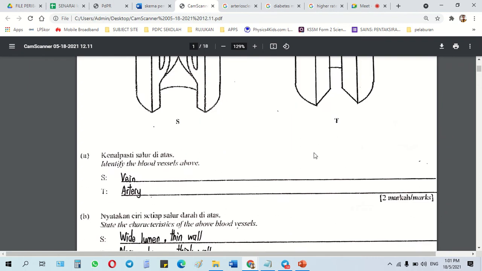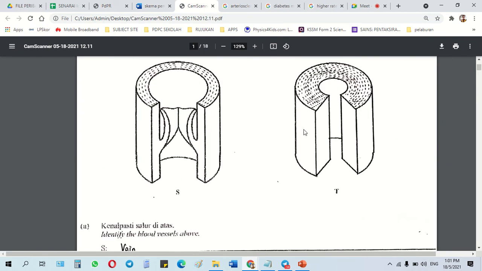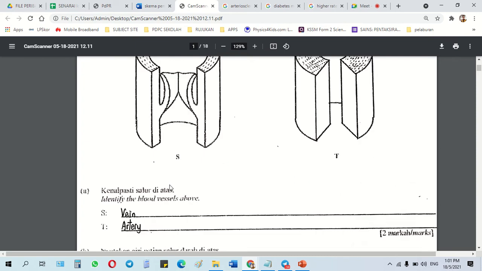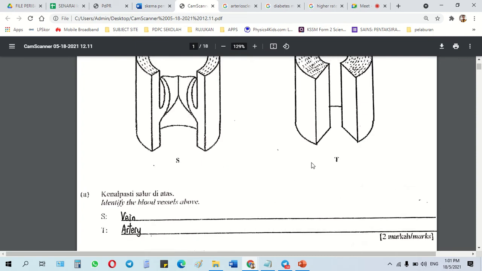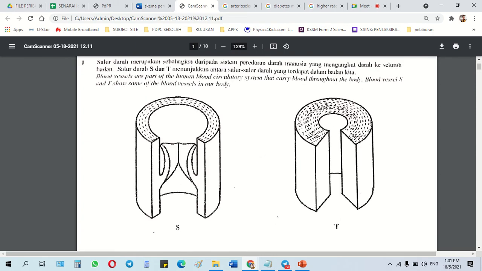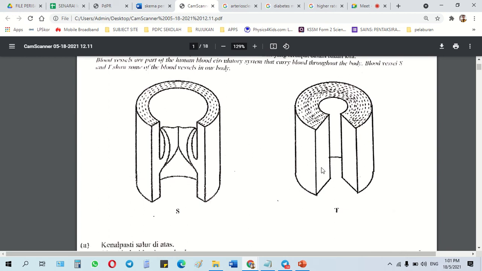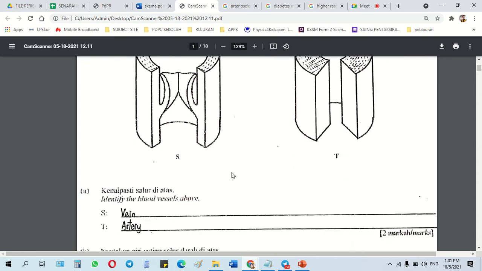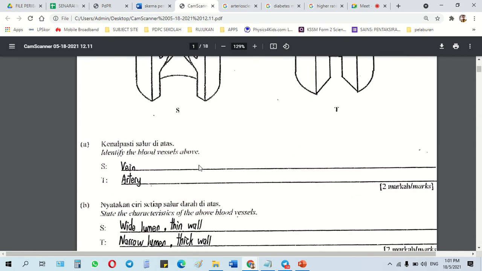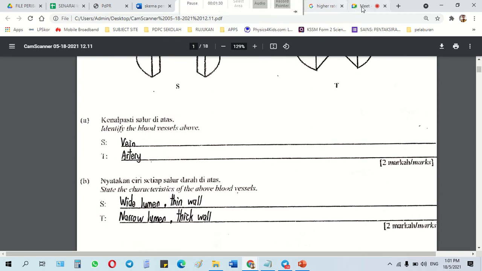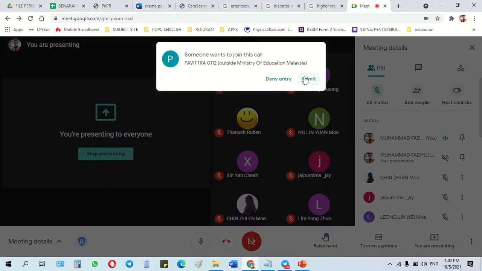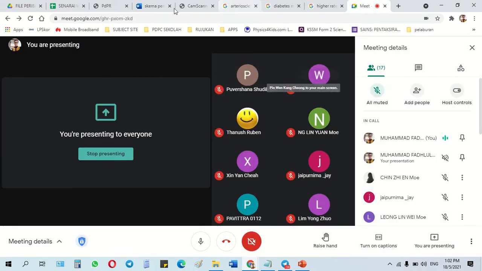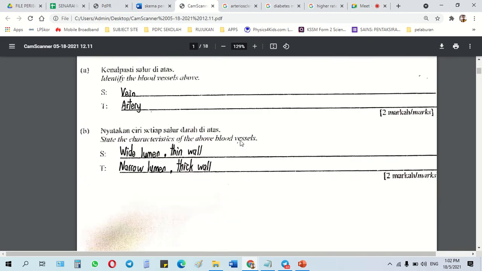And then T is an artery. So we have only 3 types of vessel, which is a vein, artery or capillary. So capillary is not here, because capillary is too thin, it's like only one cell in size of lumen. So this one is confirmed an artery and S is a vein. Because a vein must have a valve, to allow one direction only.